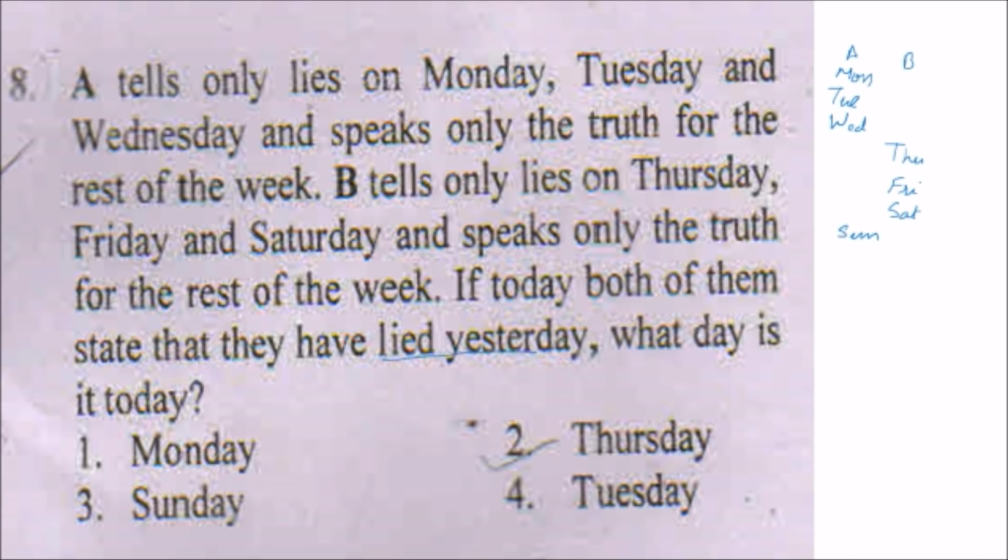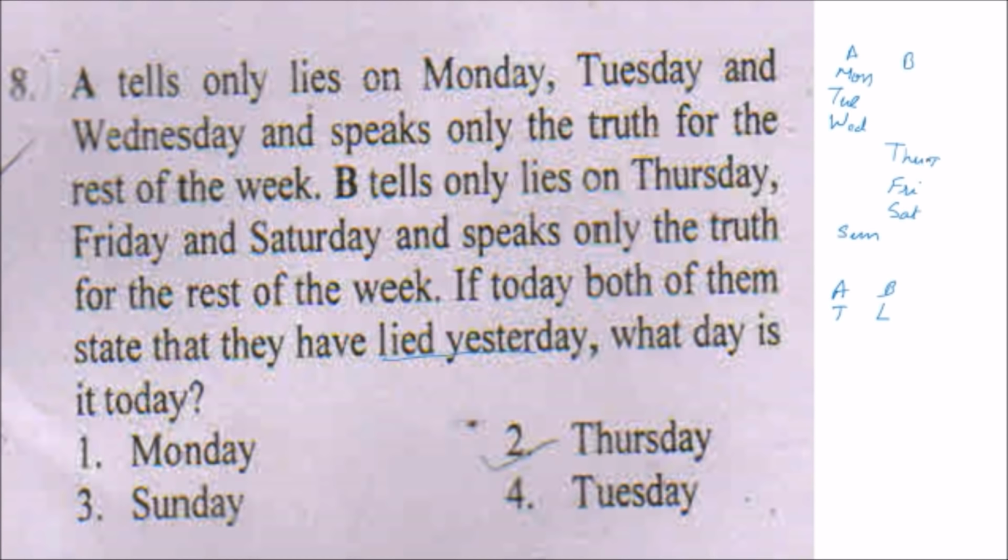So now the trick here is that it may be possible that either A or B is speaking truth or lying. If I say that A is speaking truth and B is telling a lie, then, if today both of them state that they lied yesterday, it means if A is saying the truth, then it should be his lie day, so it should be Monday or Thursday. So when it is Thursday, it is possible that B is lying.